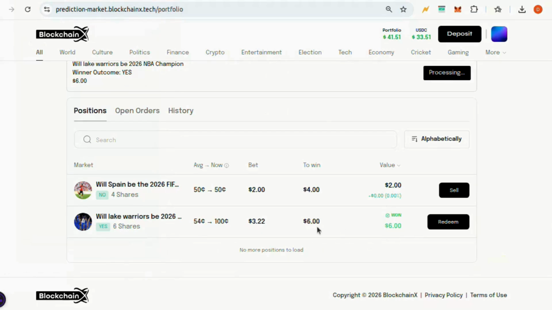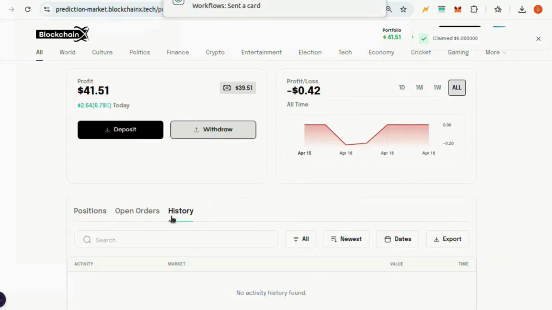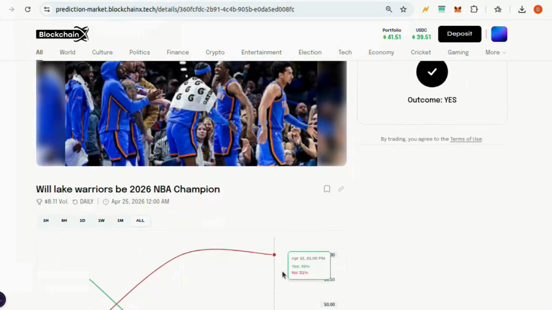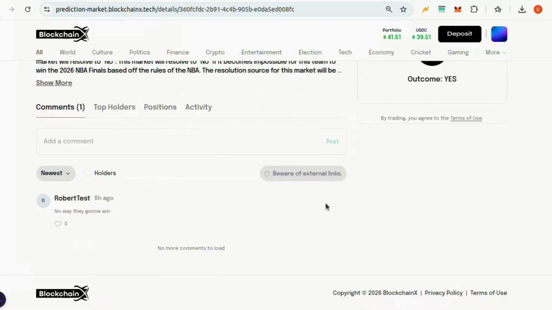At the same time, the corresponding shares are burned and removed from the user's position. Finally, the user can withdraw the available USDC balance to their connected wallet. This completes the market resolution and reward distribution process. The final outcome is displayed in the marketplace.